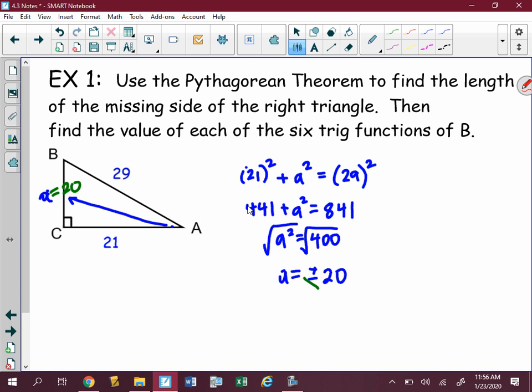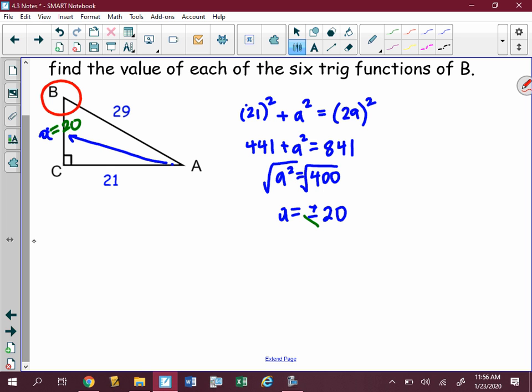So we know that this side is really positive 20. Okay with that? So now it says, okay, use the Pythagorean theorem. And remember, guys, she might not tell you to use the Pythagorean theorem. We know we're using the Pythagorean theorem, like you guys said, because it's a right triangle. Okay, but now we're going to use the values to find the 6 trig functions of b. Now, I usually circle the angle I'm talking about, or somehow note that that's the angle I'm looking at. Because if we're going to look at our 6 trig functions, we're going to start with the sine of b.